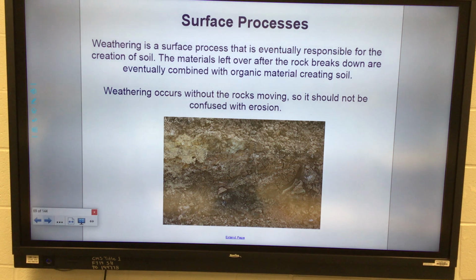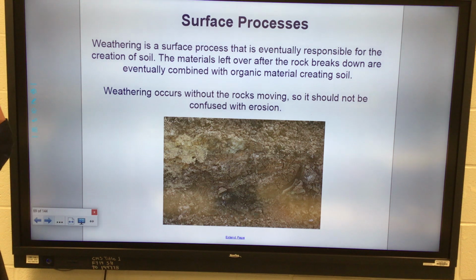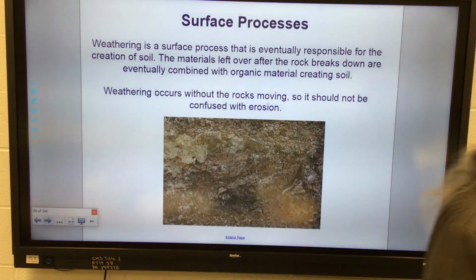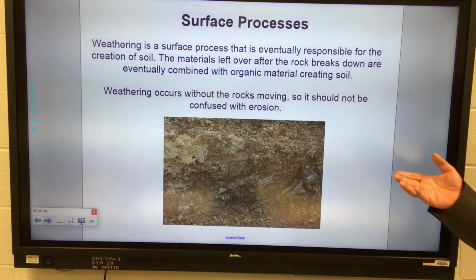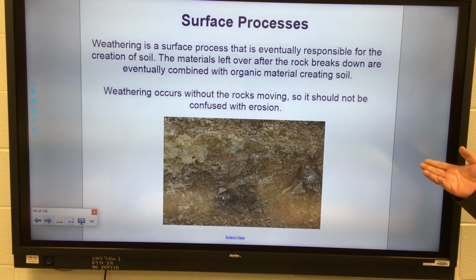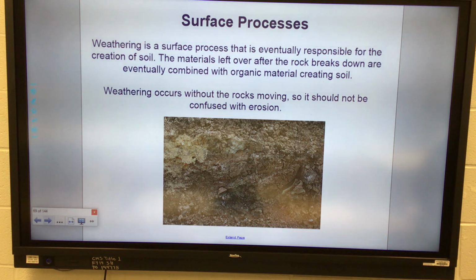So weathering is a surface process that is eventually responsible for the creation of soil. The materials left over after the rock breaks down are eventually combined with organic material, creating soil. Okay, you know what soil is, right? It's basically rocks worn down because of weathering, and then that's mixed with organic material. That means dead plants or dead animals, and that's soil. Organic matter and bits of rock. That's what soil is.